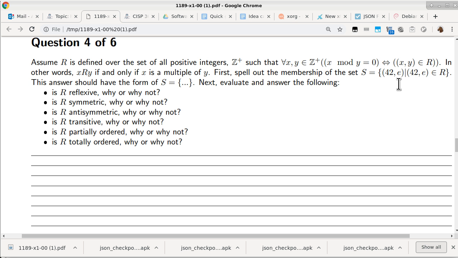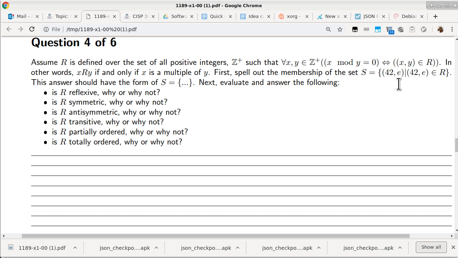What does it mean when x mod y is 0? x is divisible by y, or you can say x is a multiple of y, right? y is a factor of x, okay? Those are all various ways of saying exactly the same thing. So x is a multiple of y if and only if (x, y) is in R. So basically R is saying x is a multiple of y. Okay, that's what R is representing.